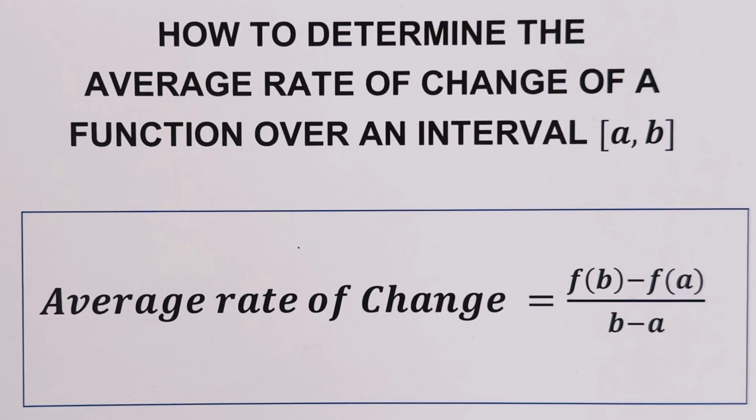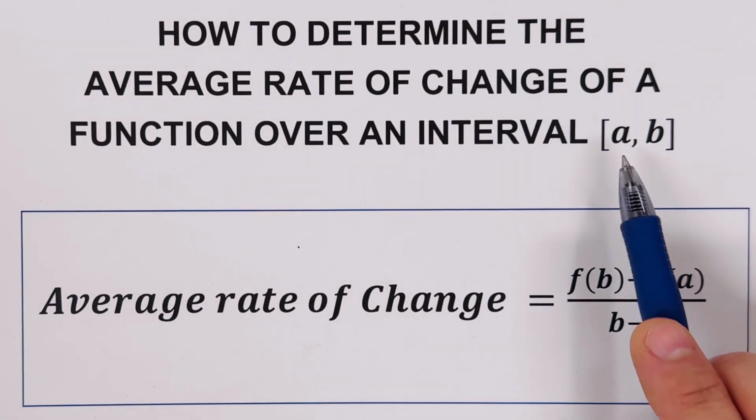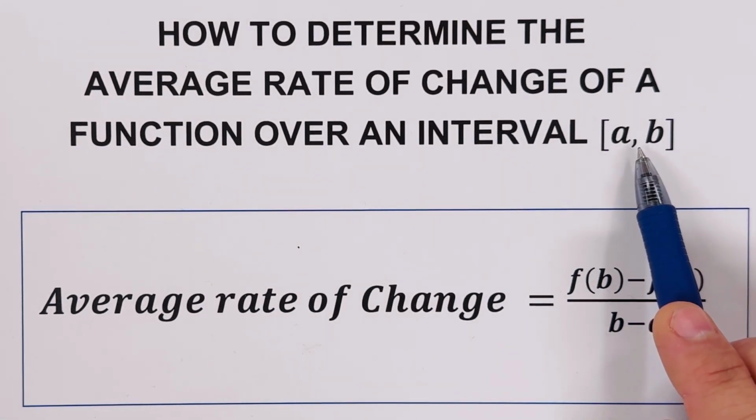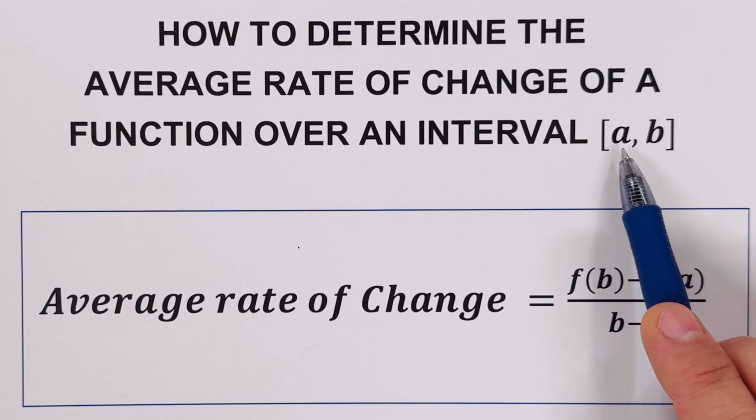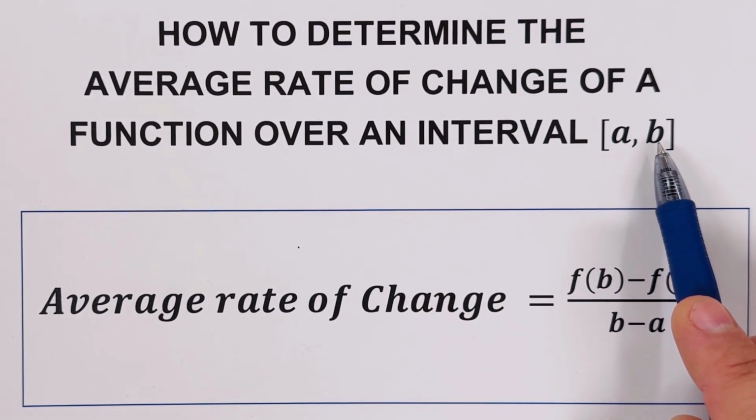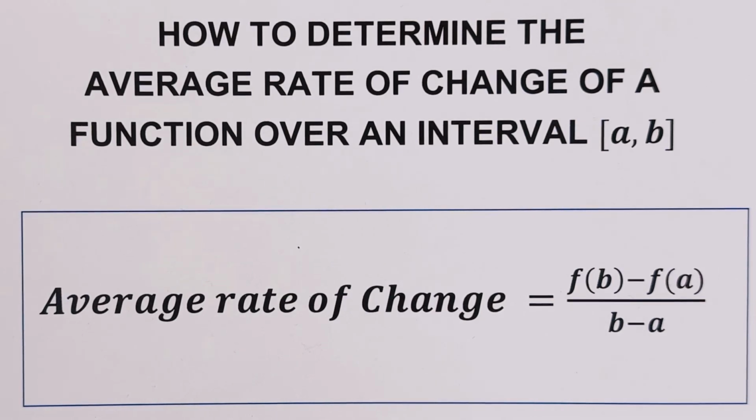Please take note that this notation that we have right here, a, b, in interval form are values of x's. So this is an x value, this is another x value. So the formula for the average rate of change is f of b minus f of a over b minus a. To better understand this formula, let's have an example.